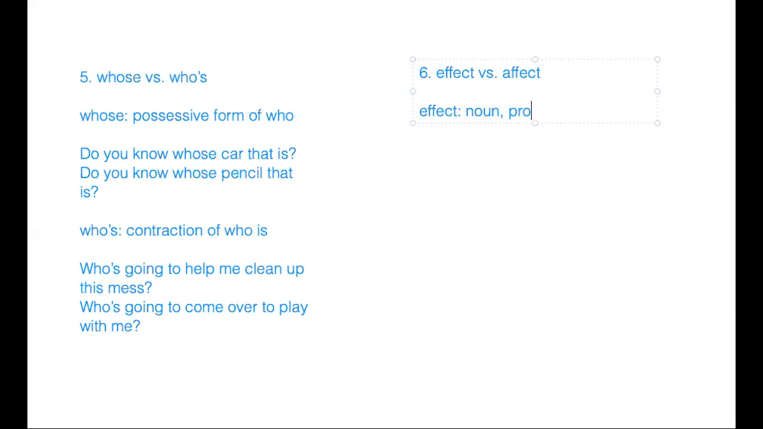It's produced by a cause. It's a result. So we have a cause and an effect.